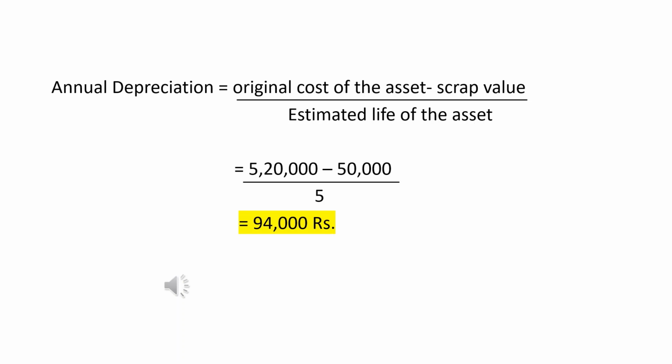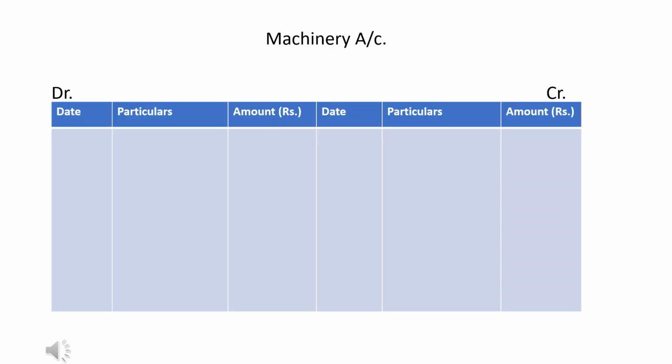So this will be the depreciation amount that we will be using for every year since we are using straight line method of depreciation. Now we will proceed with making of machinery account. First of all, we need to have a format like this. In this we will have two sides, one is debit and one is credit. On both the sides we will have three columns, that is date, particulars and amount.